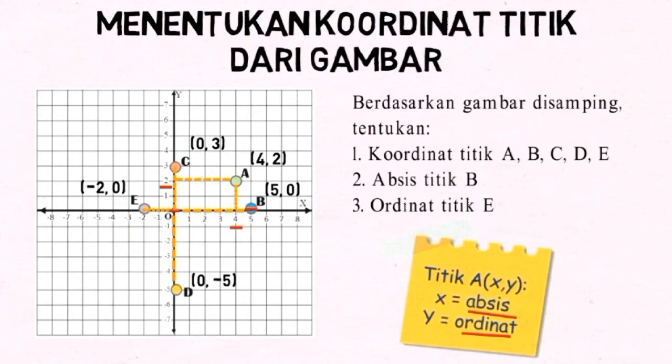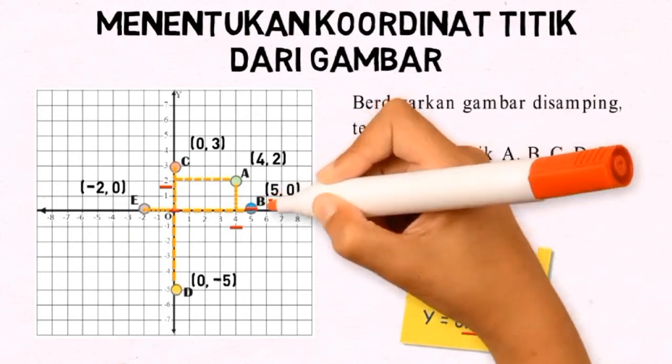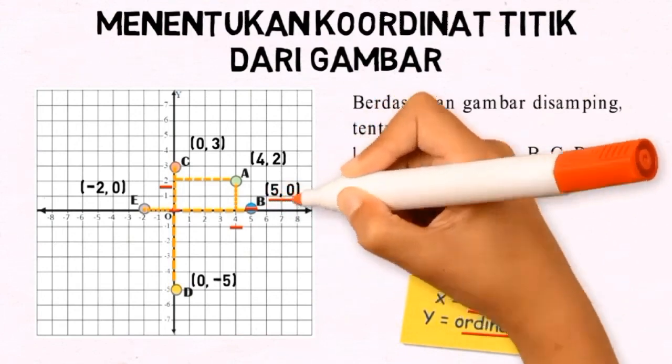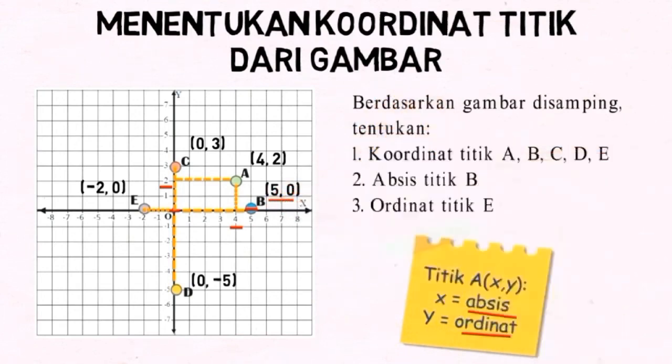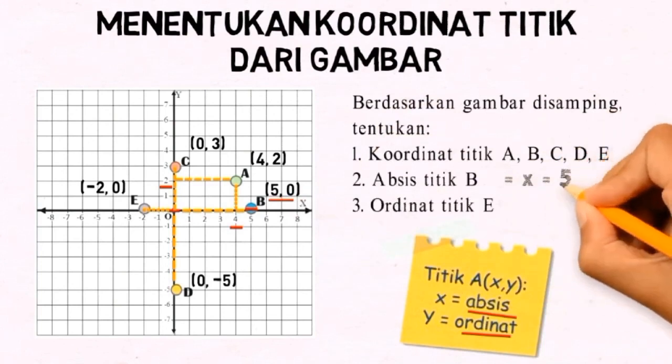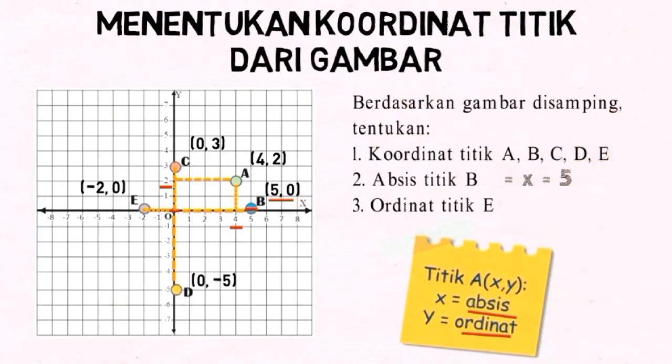Please remember it. In this question, the abscissa of point B is, so earlier we already knew the coordinates of point B are 5 and 0, right? Where x equals 5 and y equals 0. So the abscissa of point B is 5 because 5 is the value of x.